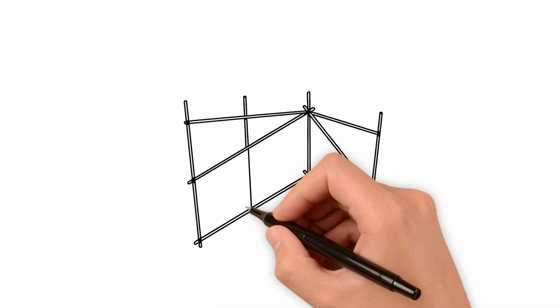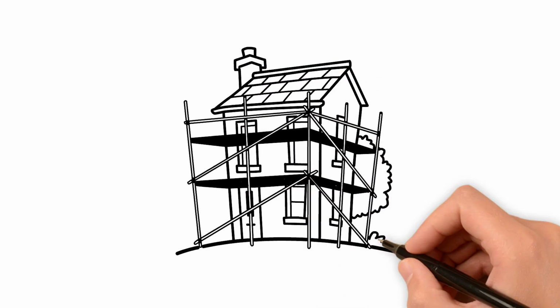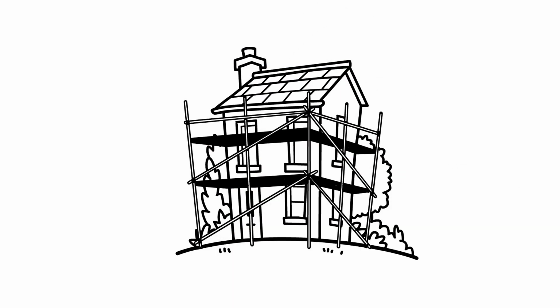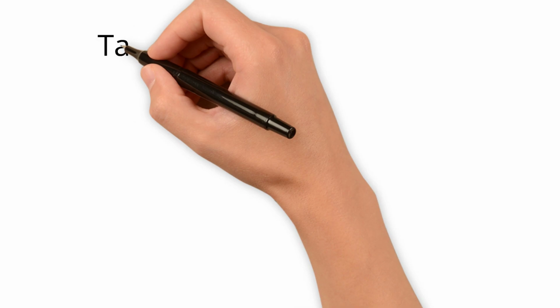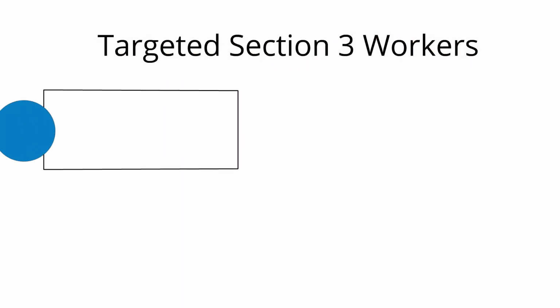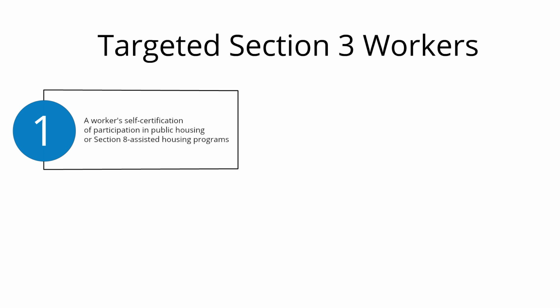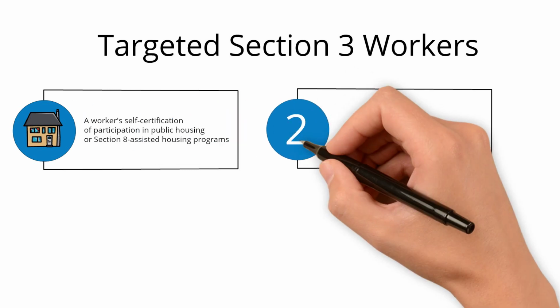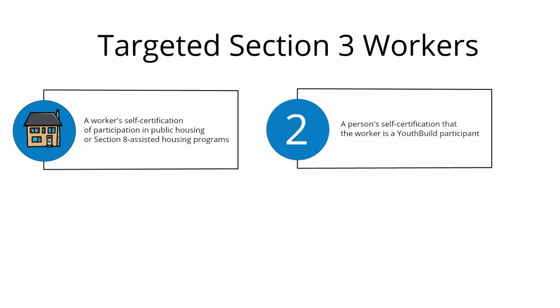For projects funded with Public Housing Financial Assistance, one of the following types of certifications must be maintained to document targeted Section 3 worker eligibility. 1. A worker's self-certification of participation in public housing or Section 8 assisted housing programs. Or 2. A person's self-certification that the worker is a youth build participant.